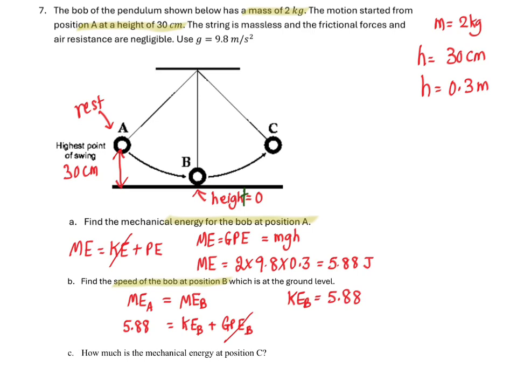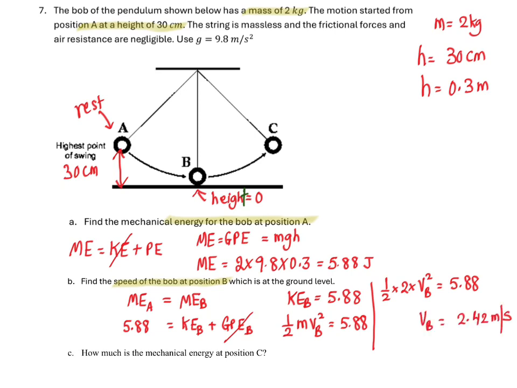And then it's asking us to find the speed. So we'll replace the formula for kinetic energy with half mv squared. The mass is known to us, which is 2 kg. And we can solve it for velocity, which is 2.42 meter per second. Next is asking mechanical energy at position C. Again, using conservation of mechanical energy, we know that at all the points A, B and C, it will have the same mechanical energy. So mechanical energy at C will also have the same value, which is 5.88 joules.